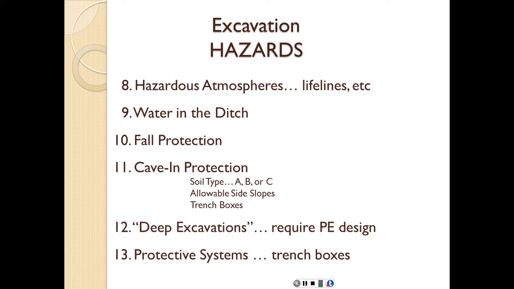Cave-in protection. We're going to talk about different types of soil. We classify them under OSHA standards as type A, type B, and type C. We're going to talk about these in more detail. Allowable side slopes, we're going to learn about these, and the use of trench boxes, how should they be installed, we're going to talk about that as well. As we just mentioned, deep excavations require a PE design. What's the definition of a deep excavation? Any excavation 20 feet or more. Protective systems, if not installed properly, might cause a hazard by themselves. So they have to be installed in the proper way.